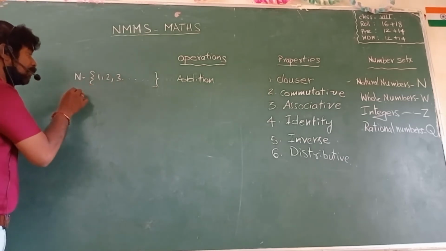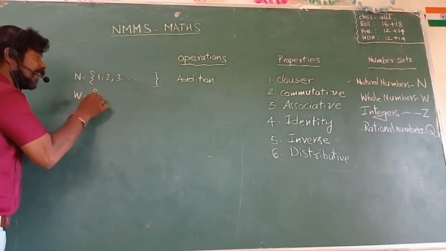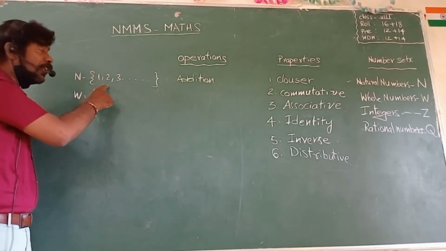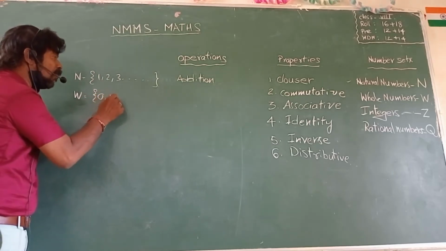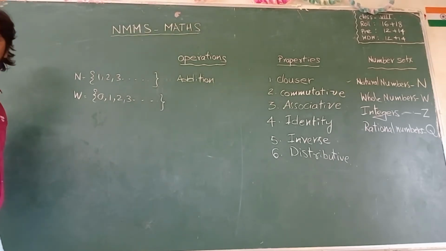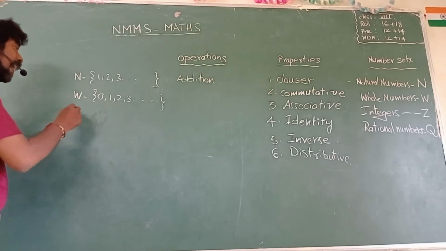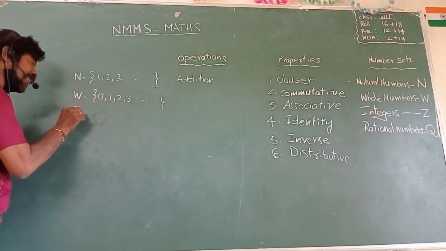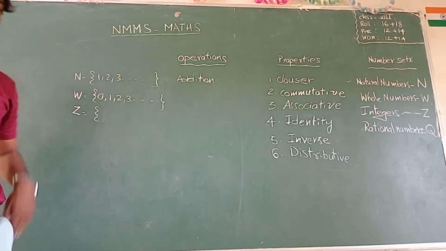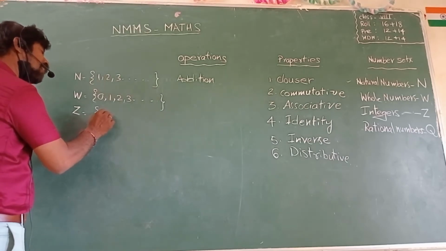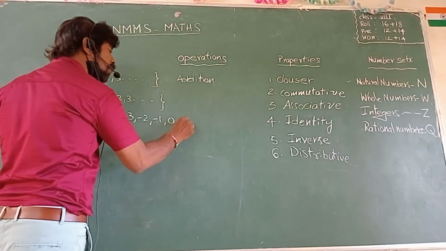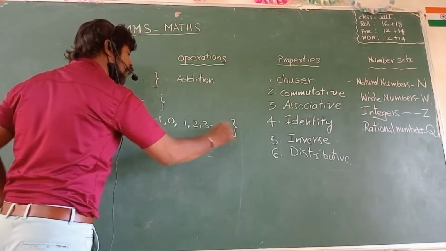Next one is whole numbers. If you add 0 to the natural numbers, we get the whole numbers: 0, 1, 2, 3 and so on. And another one is integers, which contain negative numbers and whole numbers. So the integers are ..., -3, -2, -1, 0, 1, 2, 3 and so on.